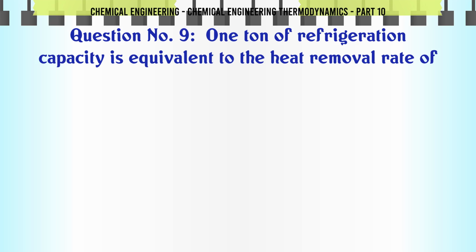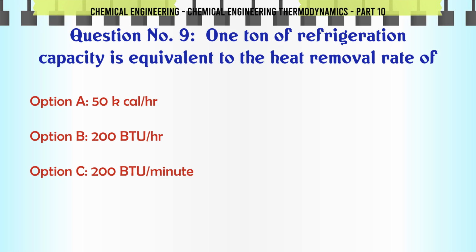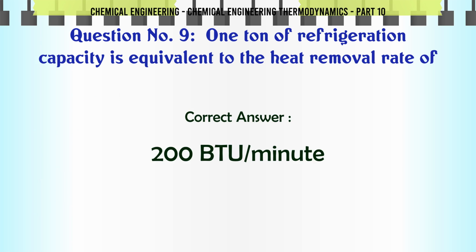1 ton of refrigeration capacity is equivalent to the heat removal rate of: A. 50 kcal per hour. B. 200 BTU per hour. C. 200 BTU per minute. D. 200 BTU per day. The correct answer is 200 BTU per minute.